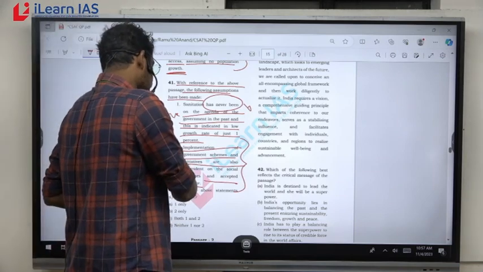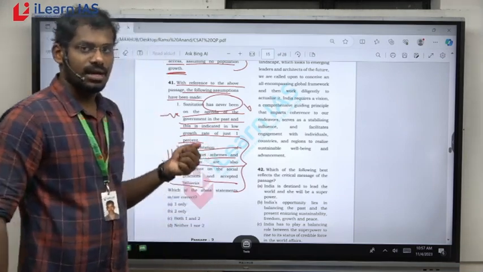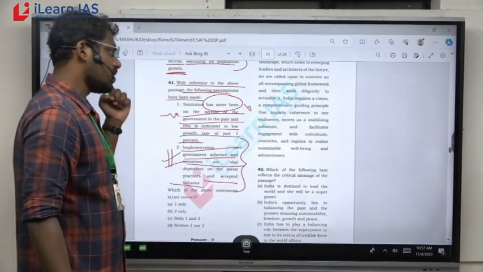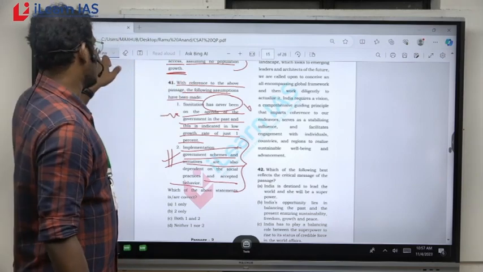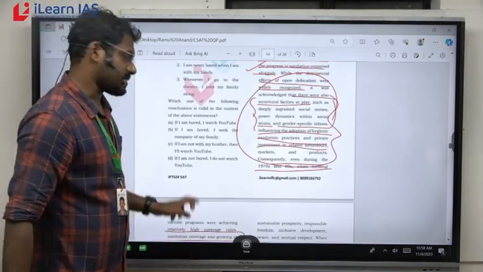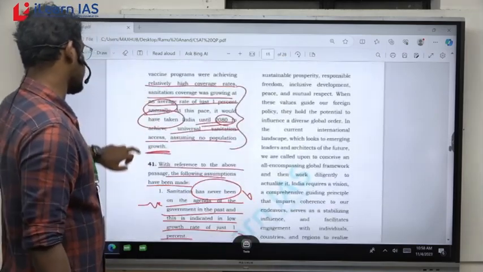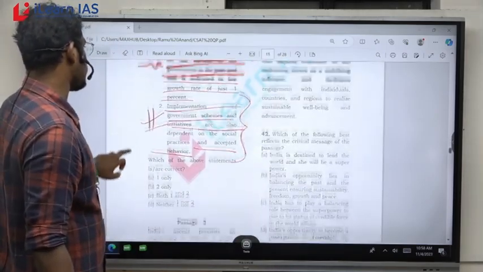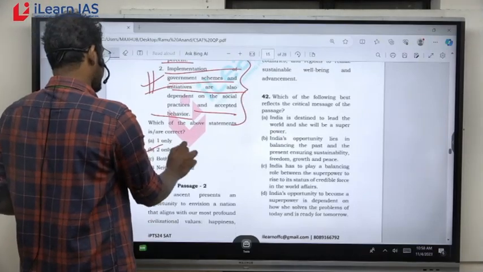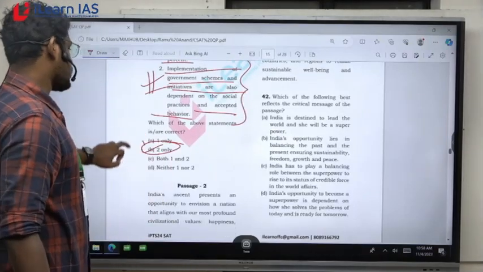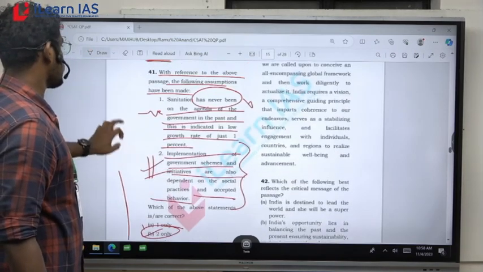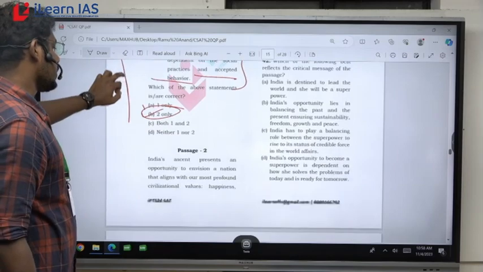Implementation of the government schemes and initiatives are also dependent on the social practices and accepted behavior. Yes, the passage clearly says that the challenges of achieving universal sanitation coverage were certain factors, including social taboos, gender dynamics, etc. So statement 2 is correct. Hence, the answer for question number 41 is option B, 2 only. Clear? Moving to next question. The answer for question 41 is option B.